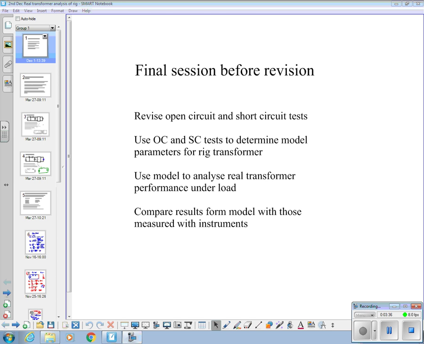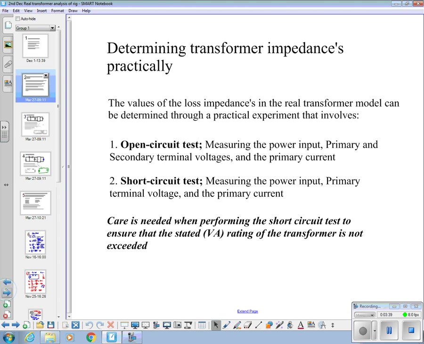Okay, so briefly go through what we did on this subject last week. We can get these values for a simplified model that we discussed by doing an open circuit test, measuring the power input, the primary and secondary terminal voltages and the primary current. Then we do a short circuit test and measure the power input, primary terminal voltage and the primary current again. No secondary terminal voltage that time, sorry.